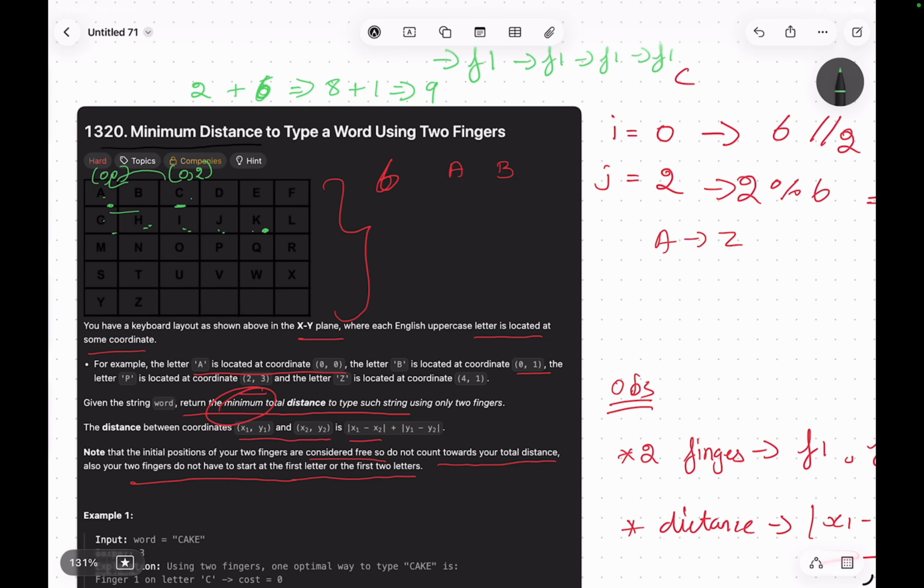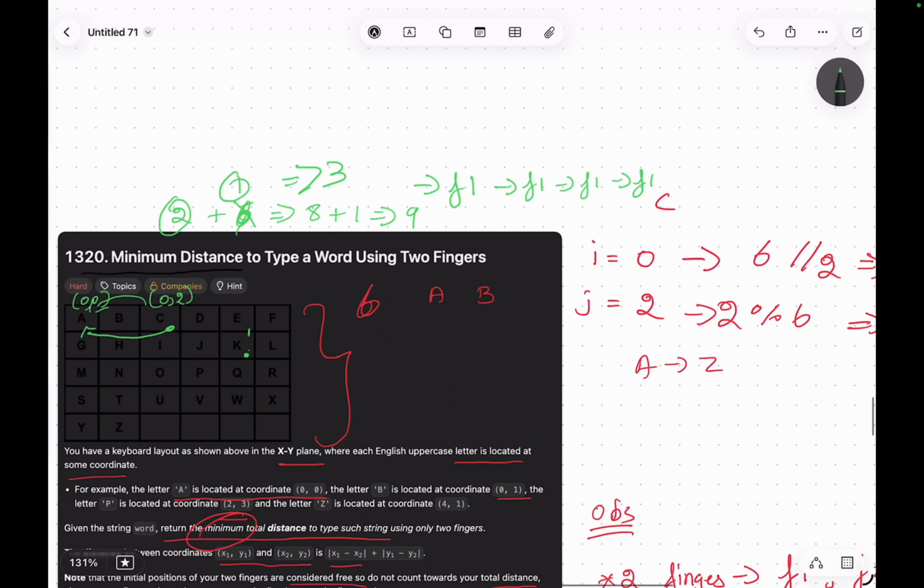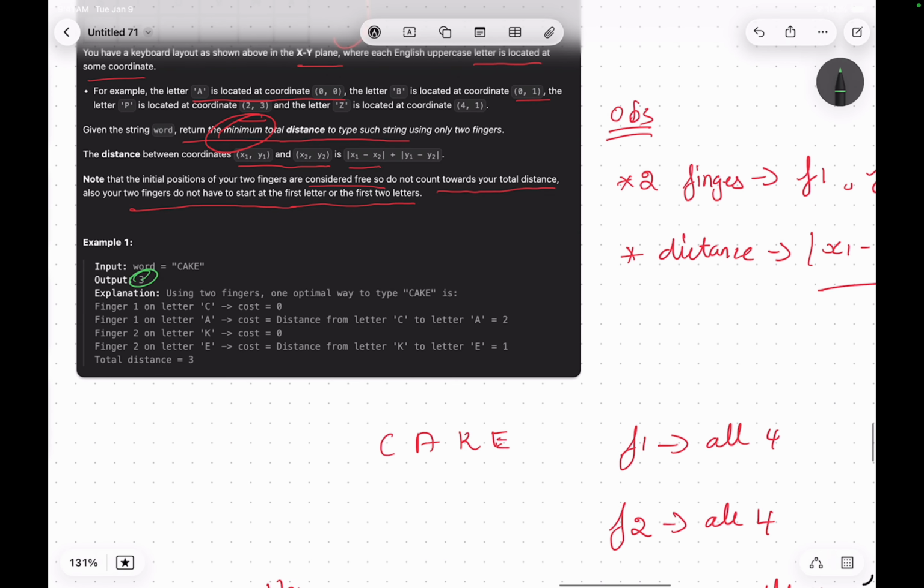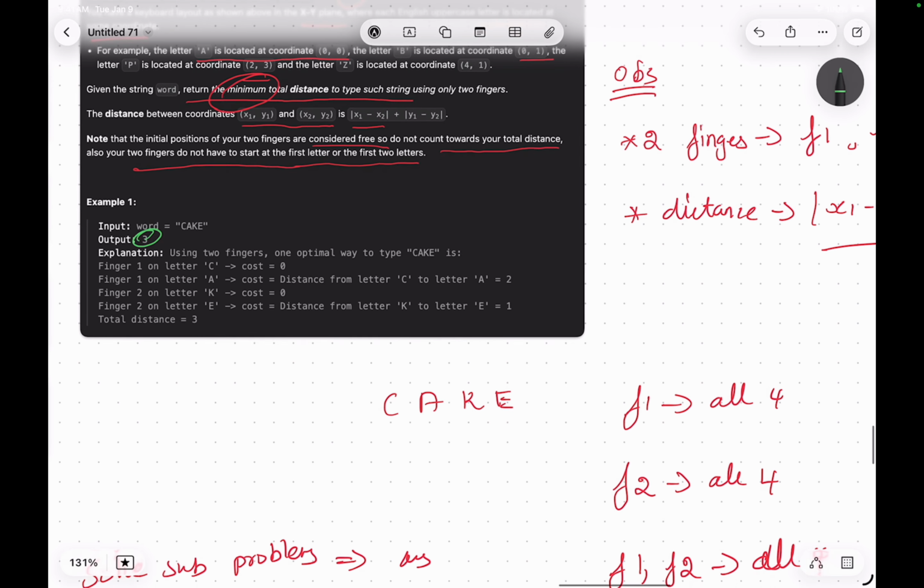What if we consider the optimal solution? We start with finger 1 on C, and we move to A with finger 1, and using finger 2 we start with K, which means it will be considered as 0. So this goes out, and from K to E you have 1. So 2 plus 1 results in 3, which is exactly the output we are getting from here. This is what they have mentioned in the explanation as well.